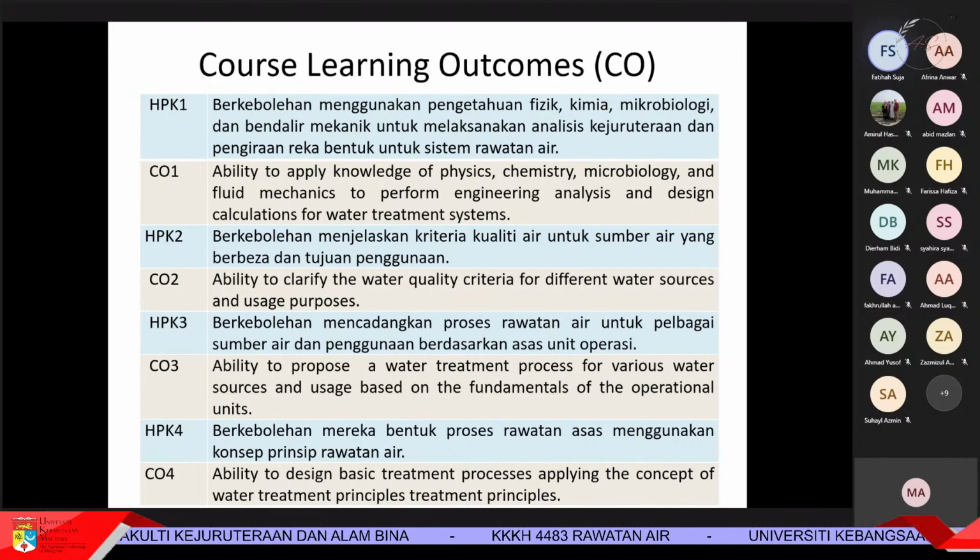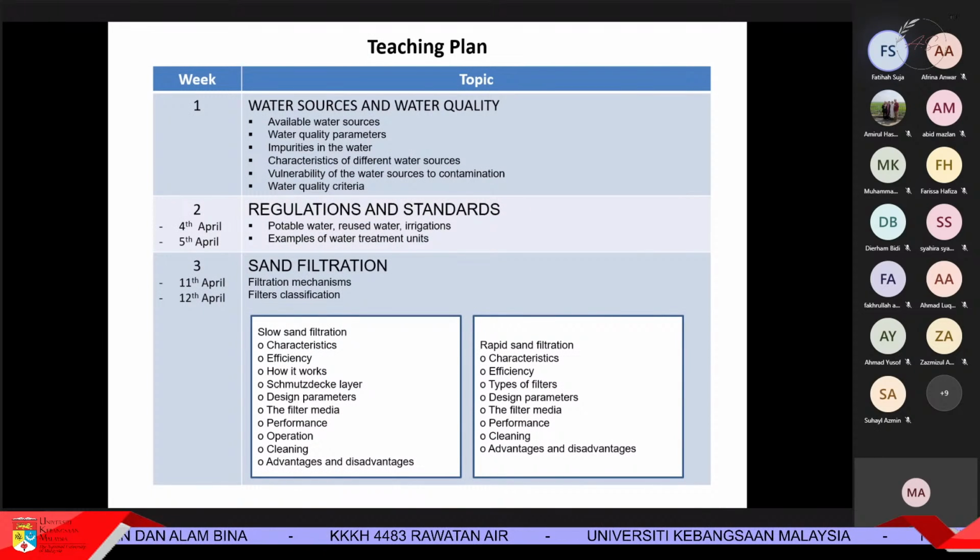Okay. So this is the teaching plan. I'll make a very detailed teaching plan so that you know what will be covered in the course. So the first week is actually water sources and water quality, regulations and standards. I think I will manage to cover these 2 weeks during this week. So today, water sources and water quality, and then the regulations. Okay, so this is actually just an introduction for your course.